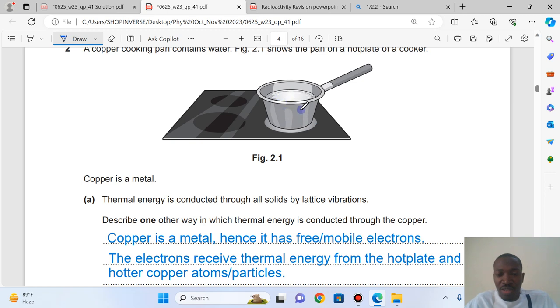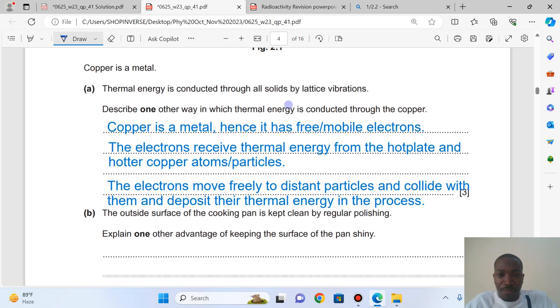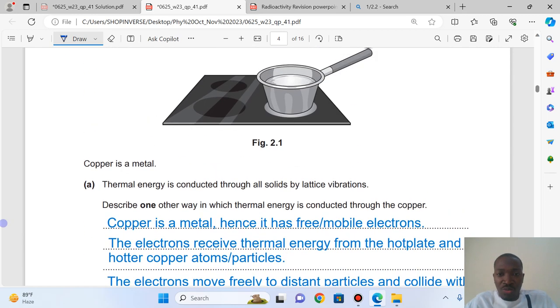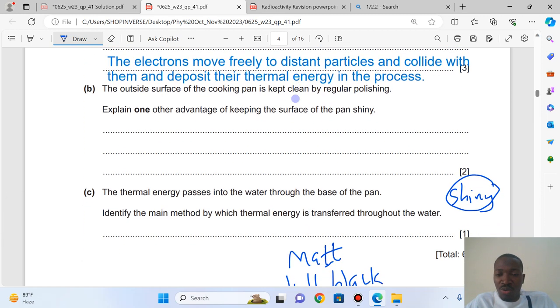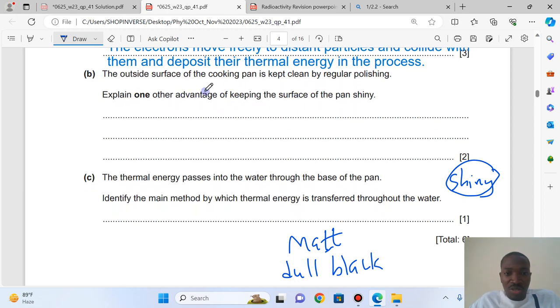Hence the food will not lose thermal energy quickly, and that simply means the food can get cooked quicker. But if this pan was sending out heat by radiation, it means this pot would be getting colder. It will be losing energy at a faster rate. So keeping it shiny means it won't give out heat and it won't lose heat quickly, and your food will get cooked quicker. So state one advantage of keeping the outer surface of the pot shiny.